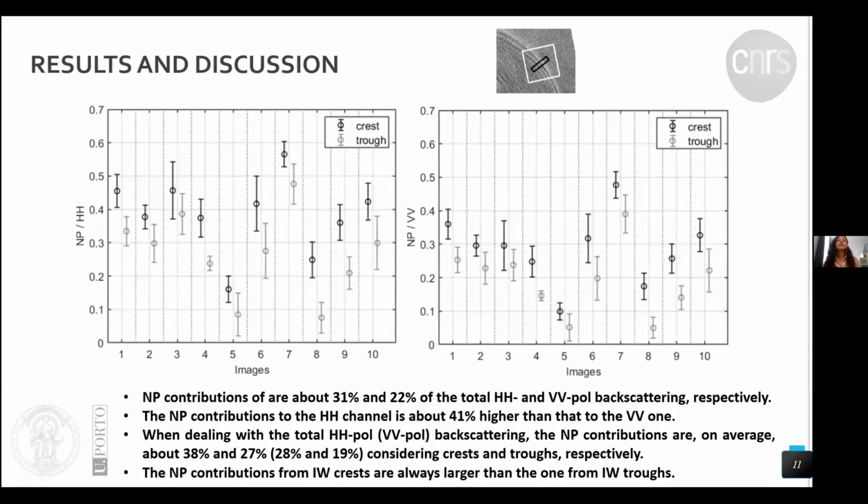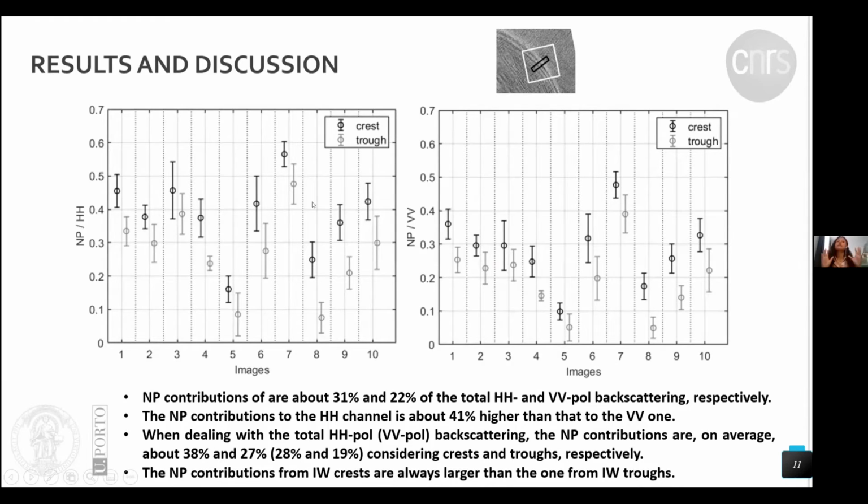In the first experiment, we made transects perpendicular to the internal wave traveling direction, like here in this figure, and we did a transect for each image of our data set. For each pixel of each transect, we split the pixels into two different classes. The first class is related to the internal wave crests, and the second class to the internal wave troughs, where the crests are related to the rougher surface and the troughs to the smoother surface. We then computed the non-polarized contribution in relation to the HH and to the VV channel, and here we have the results.